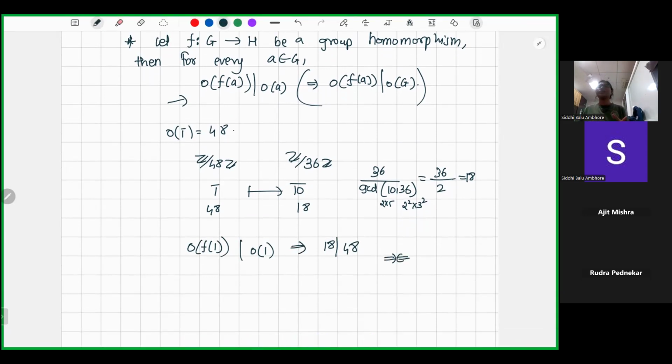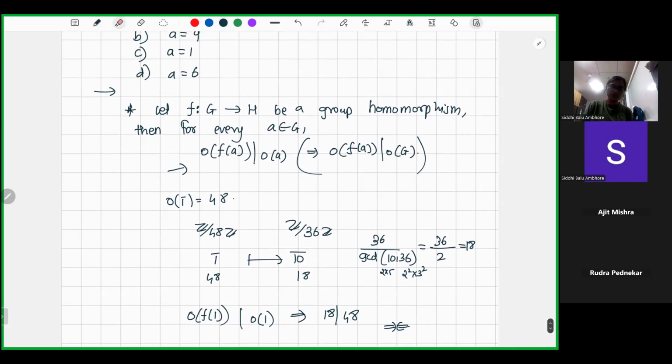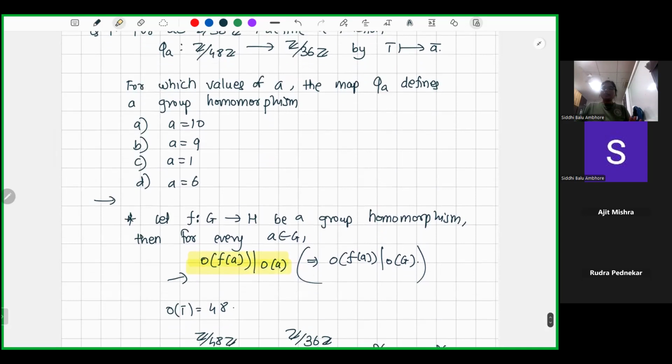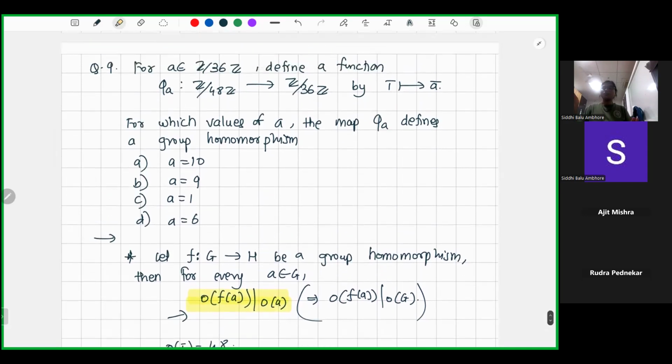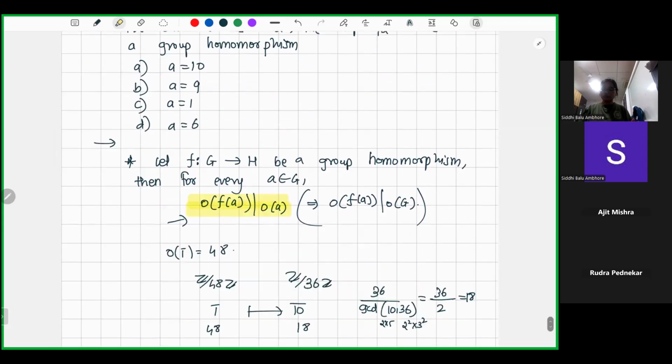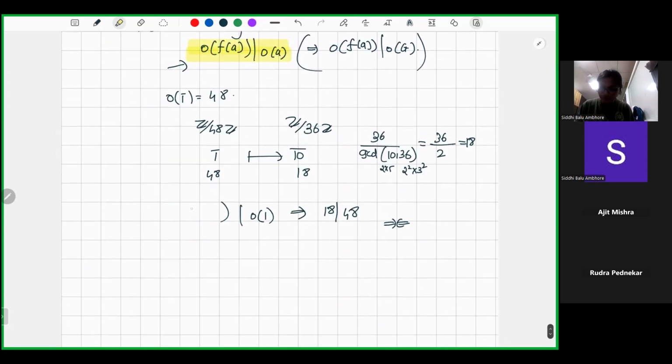This is not true. Okay, we will only be using this criteria here: does the order of f of A divide the order of A or not? Here 1 is going to A bar. So I just have to check whether the order of 1 bar divides the order of f of 1 bar, or this phi A. Doesn't matter. Let me write here phi A.